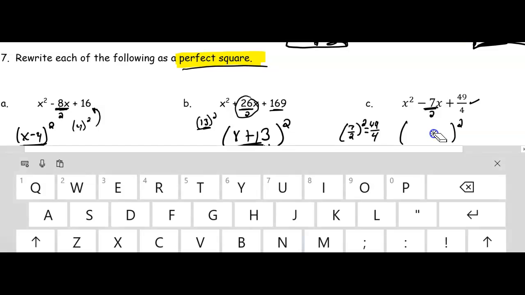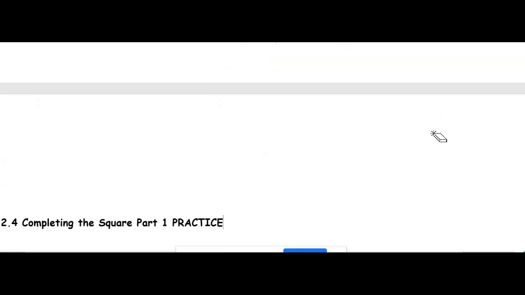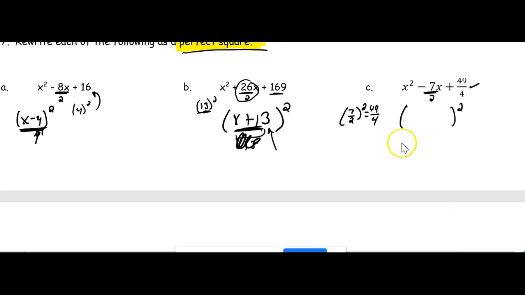So that should have been, so if you got this, good. Get this back on the screen. That should have been your x minus the 7 over 2 quantity squared. All right, so just that middle term cut in half.